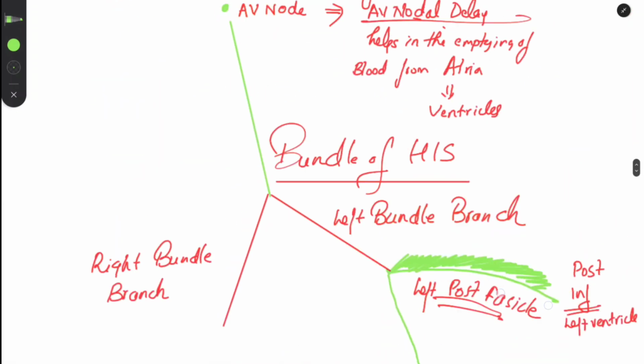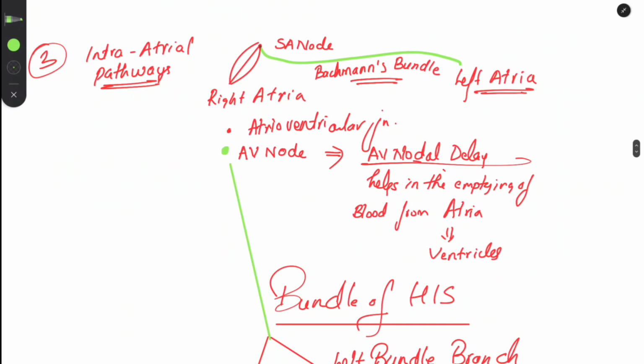Let's revise it again. The impulse starts from the SA node. The right atria depolarizes through specialized intra-atrial pathways, and those are 3 in number. And the left atria depolarizes through something called the Bachmann's bundle. After depolarizing the right atria and the left atria, respectively, the impulse reaches the atrioventricular junction, where there is the AV node. I told you, fortunately there is something called the AV nodal delay, which helps in the emptying of the blood from the atria to the corresponding ventricles.